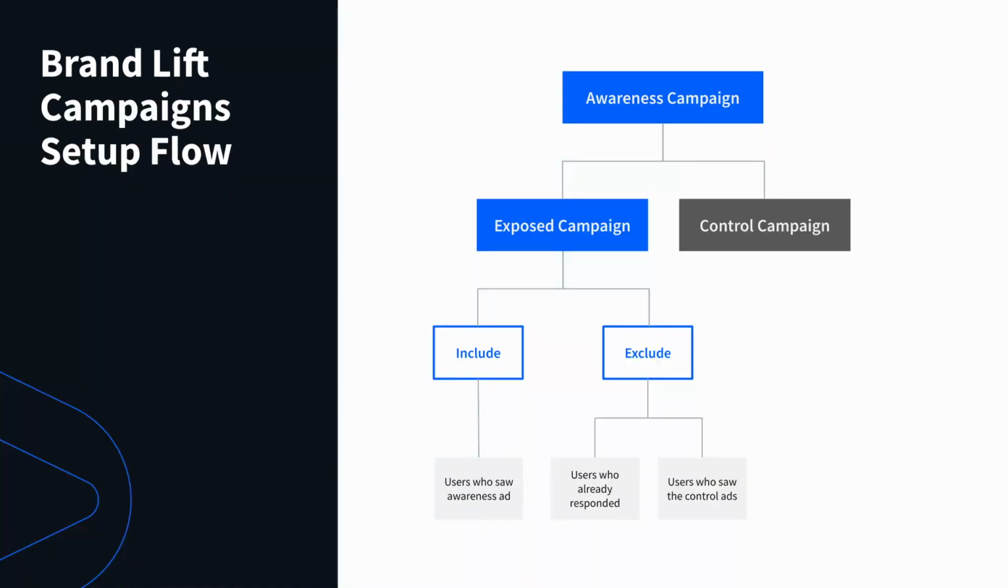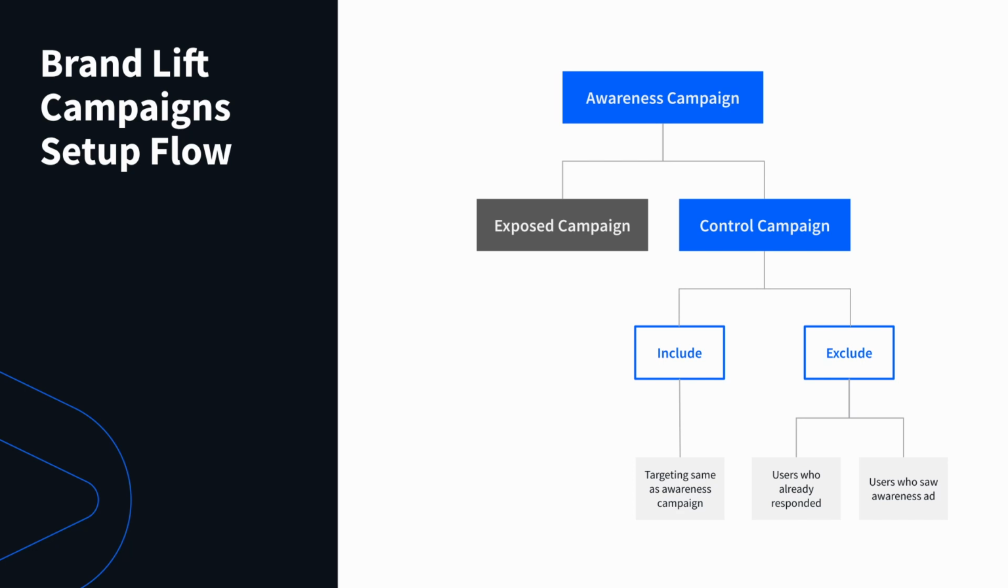So going more granularly in terms of StackAdapt specific brand lift study setup, here's a high-level process flow on what to include and what to exclude in order to properly run these campaigns. First, we have our awareness campaigns at the top, which need to be run before or during the survey campaigns are live, or else you won't be able to capture users to put in your exposed groups. Now, looking at the exposed campaigns on the left, we want to include users who did see those awareness ads. For exclusions, we do want to exclude two groups: users who saw the control ad and users who have responded to the ad already, just to make sure that the study is as clean as possible.